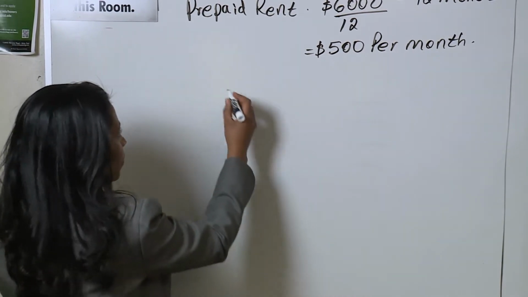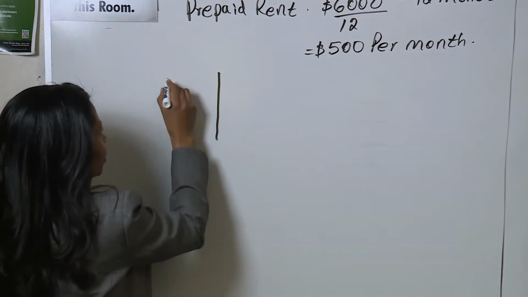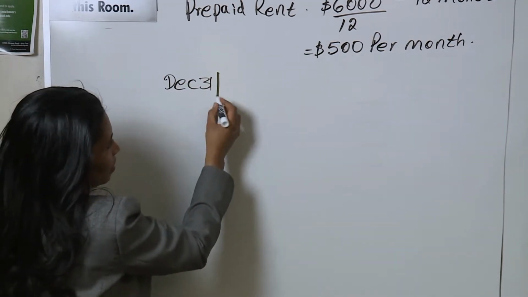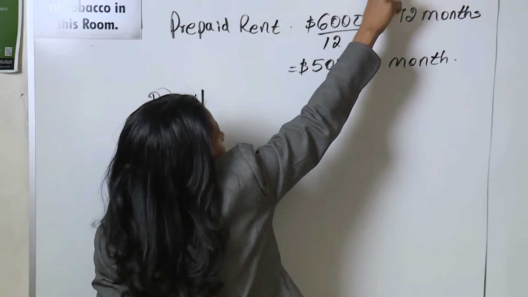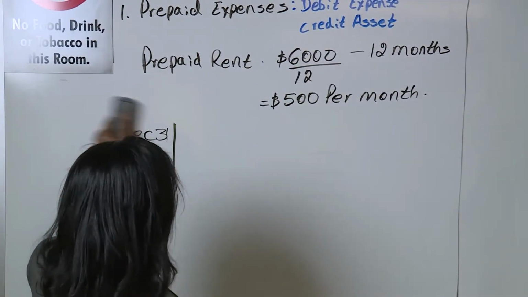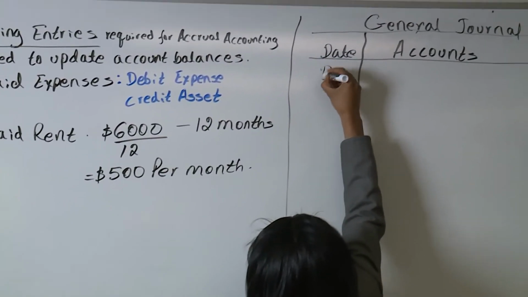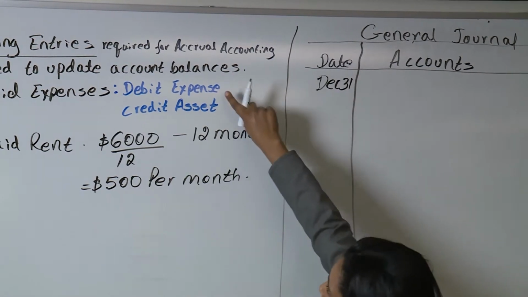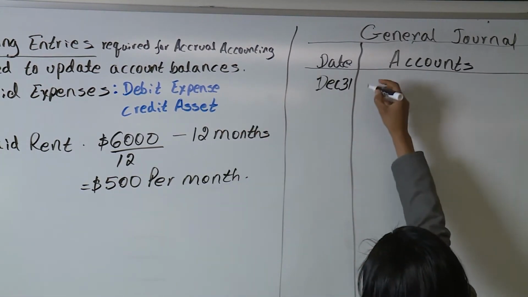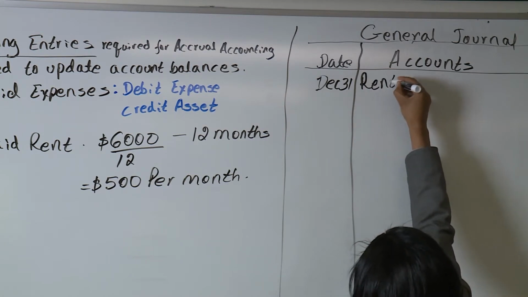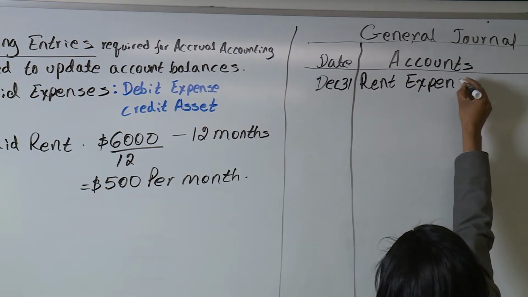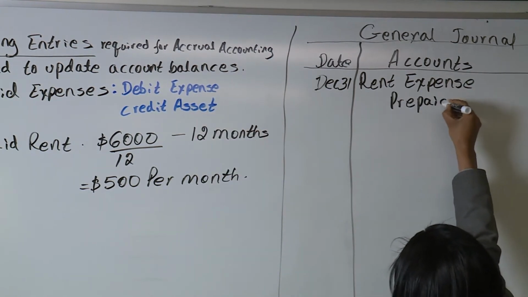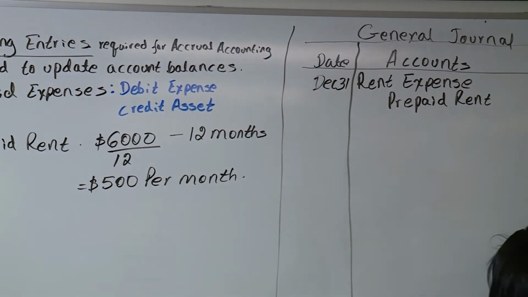So the way we'll do it will be a December 31st journal entry. As I said, debit an expense account and credit an asset account. Actually, I can use my journal, which is December 31st, and the debit is going to be, as I said, debit expense, credit asset. The debit account will be rent expense, and the asset account I need to credit is going to be prepaid rent for just the $500.